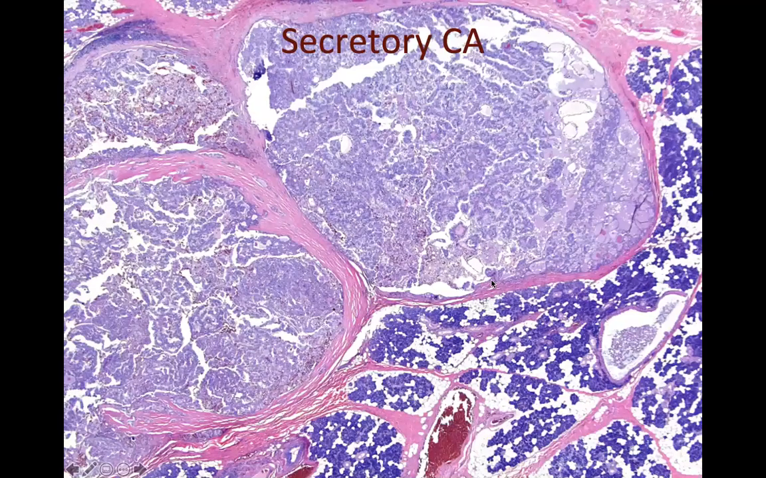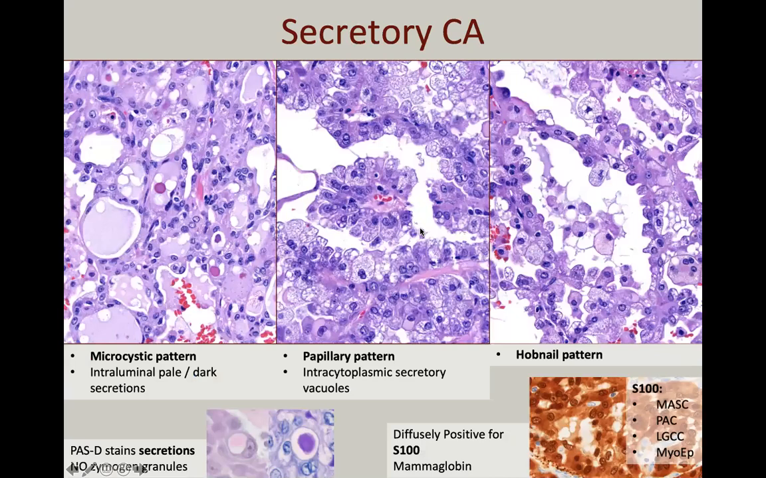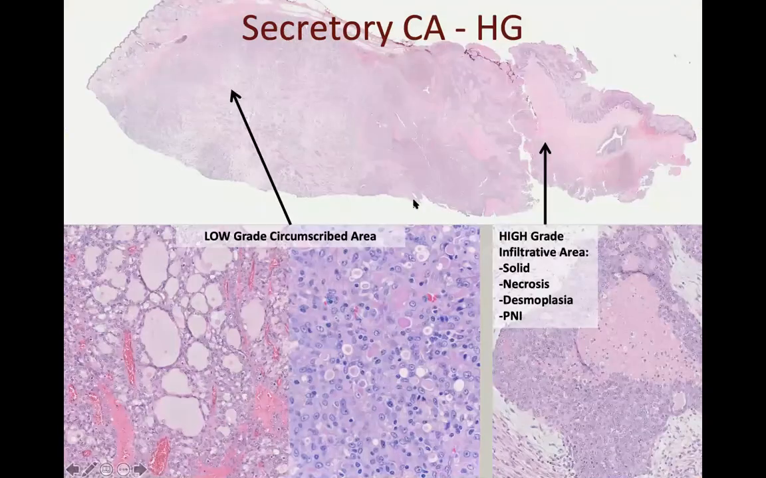Secretory carcinoma of salivary gland tends to be well circumscribed or multilobulated, and it has a number of architectural patterns, including these microcysts with intraluminal secretions, including these papillae with intracytoplasmic vacuoles, and are usually diffusely positive for S100 and mammaglobin, mammaglobin being sort of a breast marker, which we as pathologists can use to help in diagnosis. This can undergo high-grade transformation with, as usual, PNI, LVI, necrosis, mitoses, et cetera.